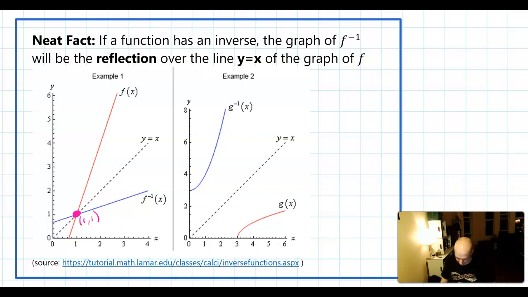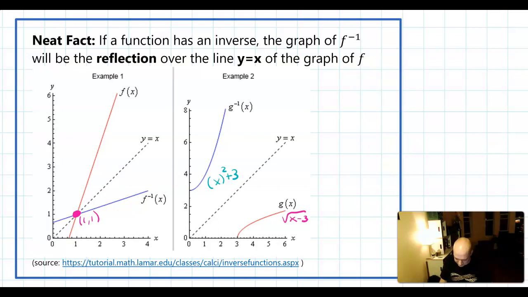In the second pair of functions, g of x was maybe some kind of square root function, maybe the square root of x minus 3. And it looks like g inverse of x here is x squared plus 3. And you'll notice that those two functions are complete reflections of each other over the line y equals x. That's just a really neat fact.